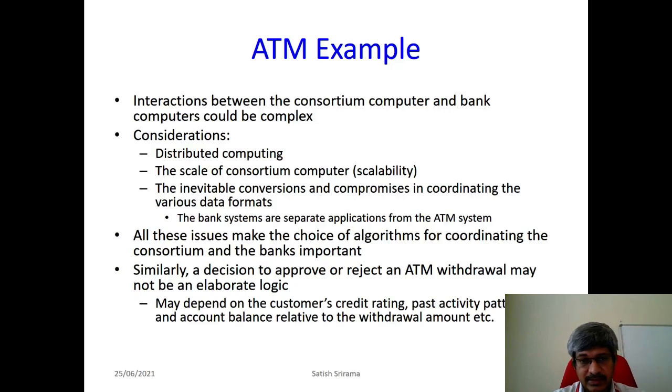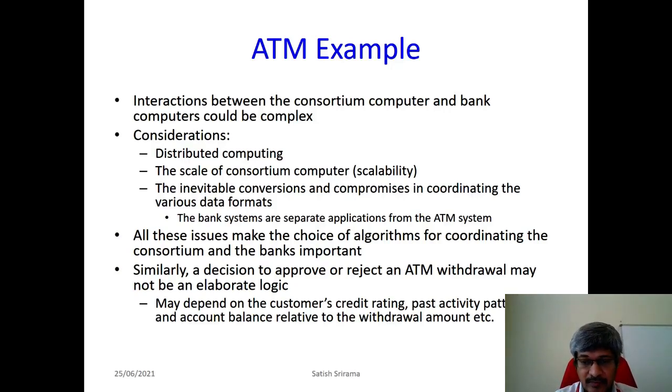Designing the algorithms for this consortium computer is critical. But at the same time, even the simple operations which you think of, something like ATM withdrawal, even that may become a very complex algorithm on its own. For example, a decision to approve or reject an ATM withdrawal may not be as simple a logic as we think. It may be very elaborate logic. It may depend on the customer's credit rating, and his past activity patterns. For example, in the past one week he tried to withdraw money several times, and it is outside the country.